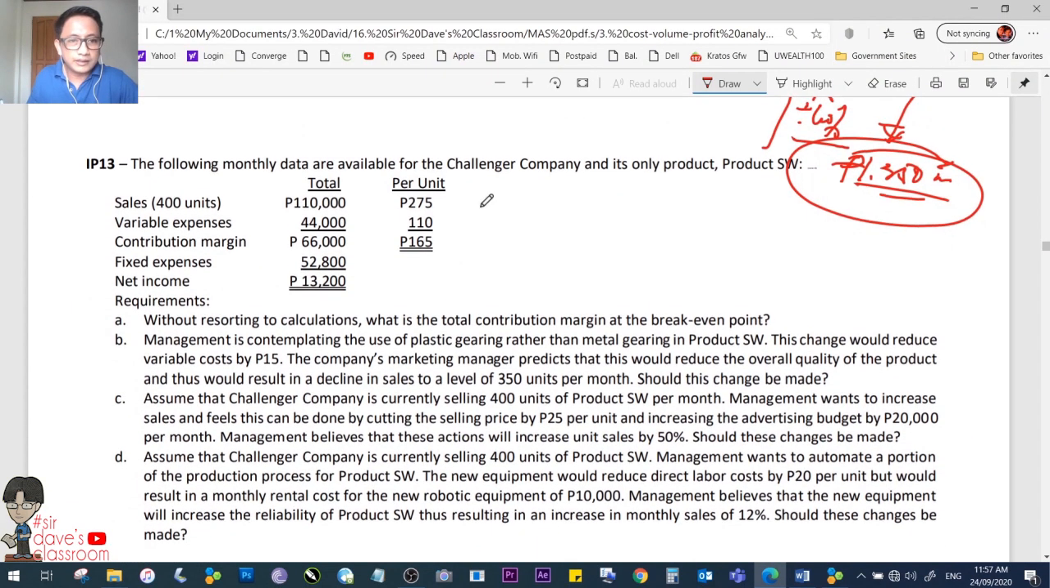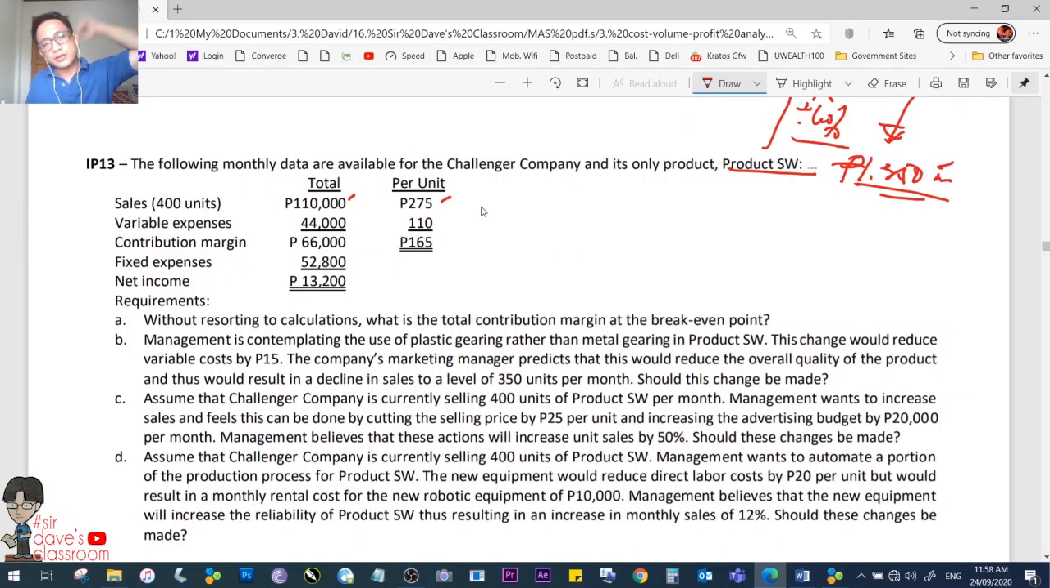IP number 13. The following monthly data are available for the Challenger Company and its only product SW. Sales, 400 units. And that gives you a total of 110,000 and 275 pesos selling price per unit. Variable expenses, 110 per unit, 165 CM per unit, net income 13,200. IP number 10, requirement letter A. Without resorting to calculations, what is the total contribution margin at the break-even point? So the question is conceptual.